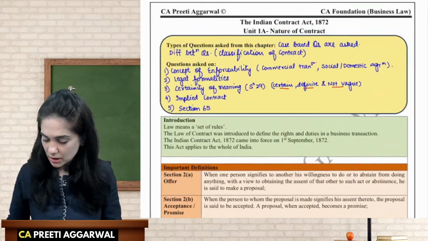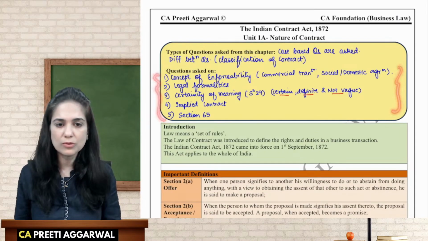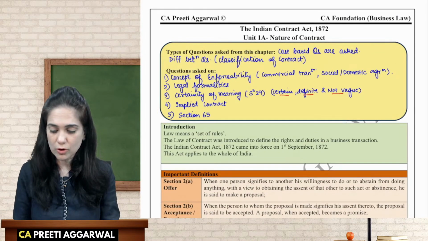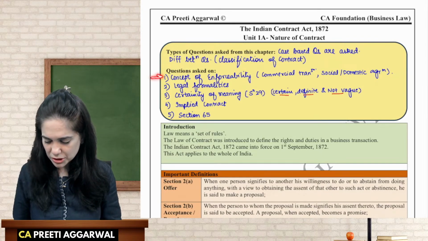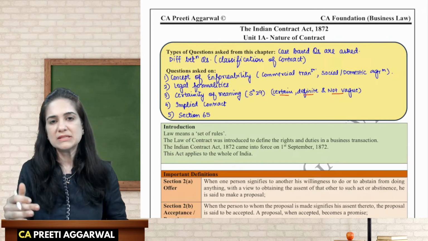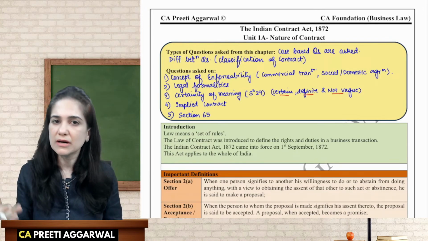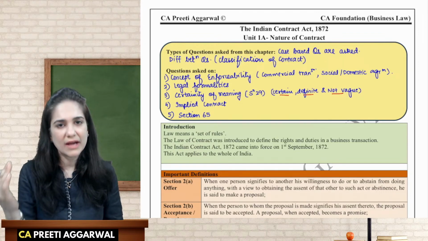Okay. Now, these are the types of questions that can be asked in case you did not appear for, or you did not watch yesterday's session. So from this chapter, a question is generally asked on the concept of enforceability. Enforceability means intention to sue, intention to file a case. If one party defaults, other party can take action.